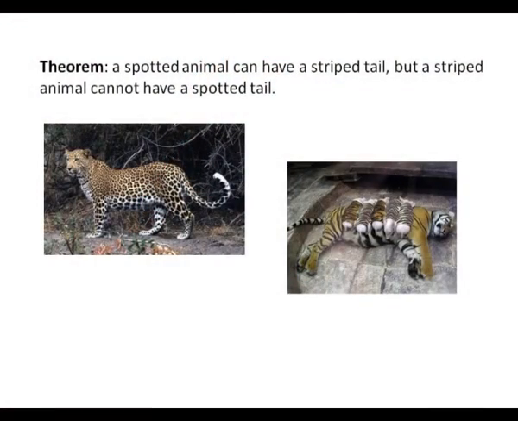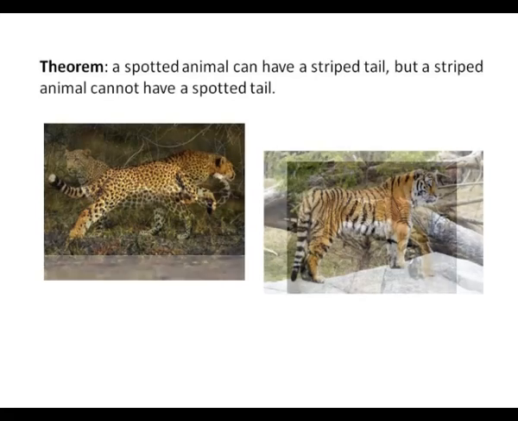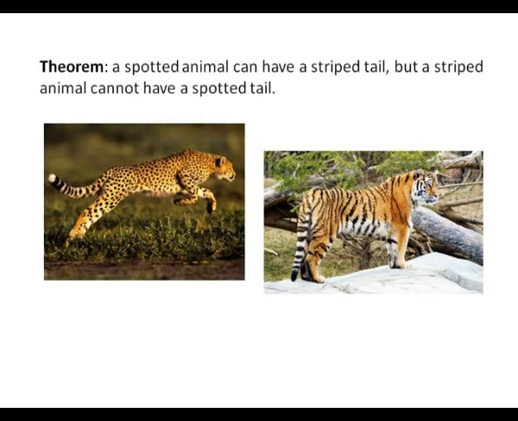And to demonstrate this theorem, here we have a spotted cat with a spotted tail. There we have a striped cat with a striped tail. And here we have a spotted cat with a striped tail, cheetah. And I don't have a picture to show you of a striped cat with a spotted tail. Okay? So, yep, Jim is right.